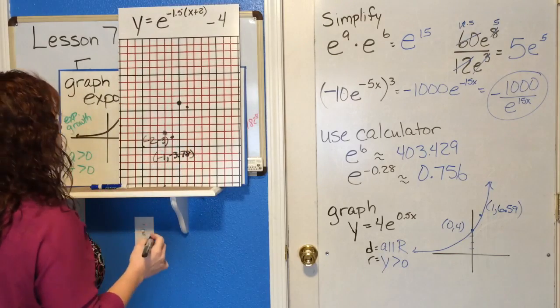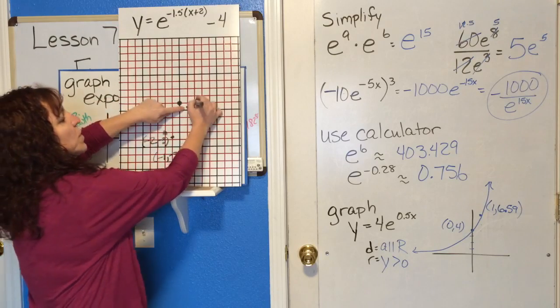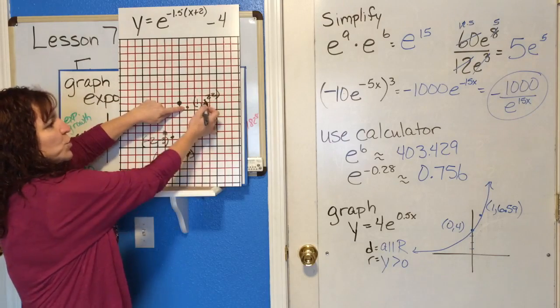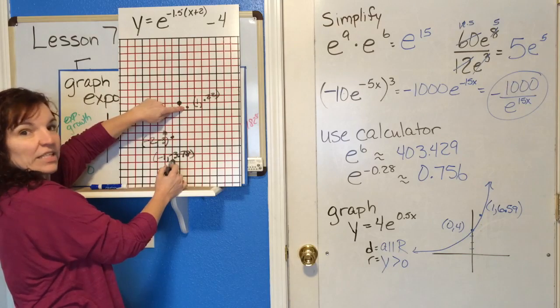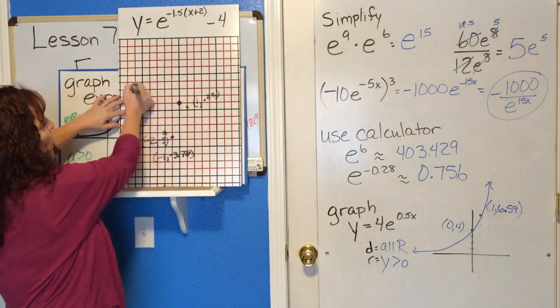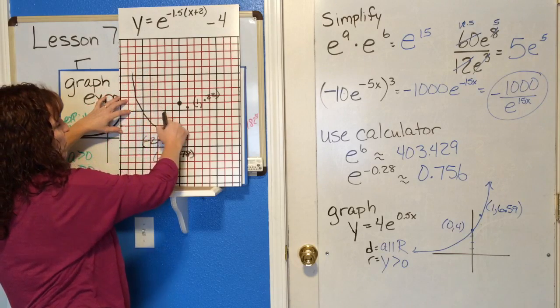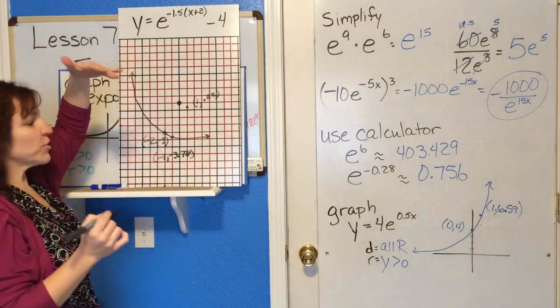And what I did here was I took the 0.22, which is this one, 1.22, and I took 0.22 minus 4 to get negative 3.78. All right, so now these 2 points create the 2 points of our graph, like that. And so that's what your graph looks like.